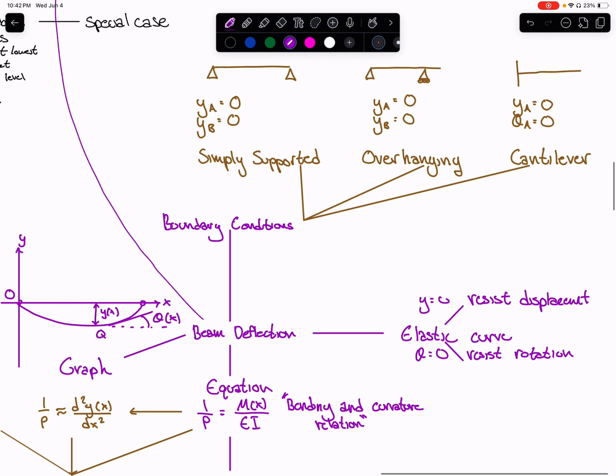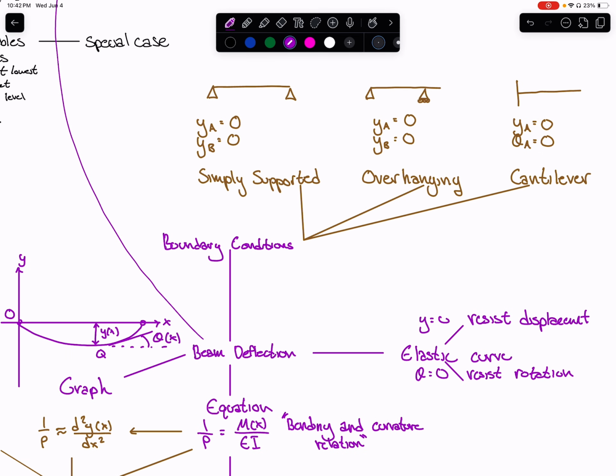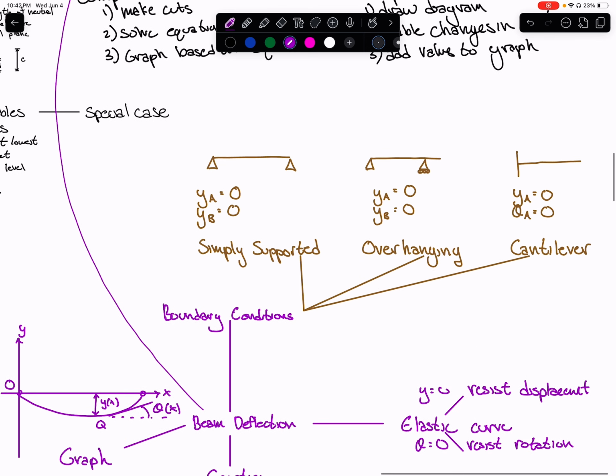So some important things to note that we will later plug into our beam deflection equations to help solve for the coefficients is how the beam will be supported. So there are simply supported beams, overhanging beams, and cantilever beams. And depending on the other conditions, these may be statically determinate or indeterminate, depending on what we're given.